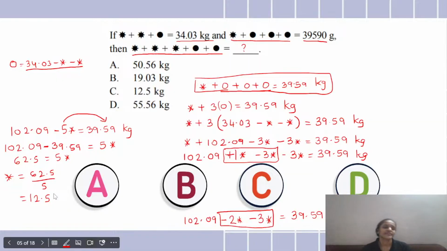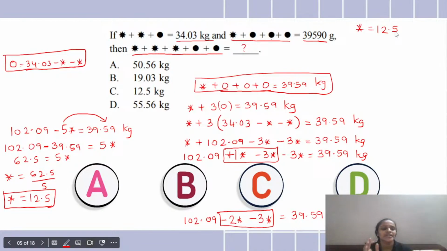It's very important that we understand how did we come here. So now what I really need is the value of star and the value of circle, because at the end I have to find out this. Now I can easily find out the value of circle because I have found the value of star. So I'm writing over here star, the value is 12.5.